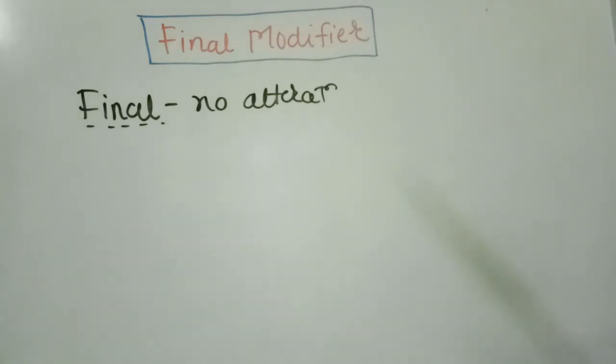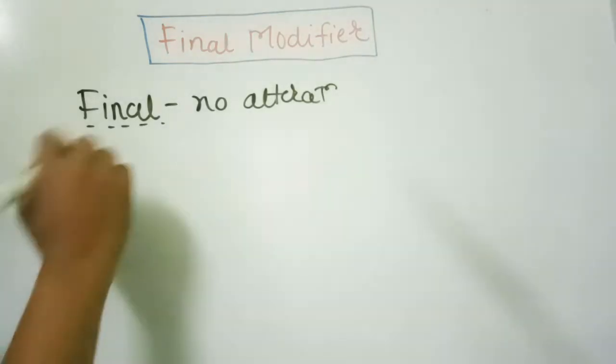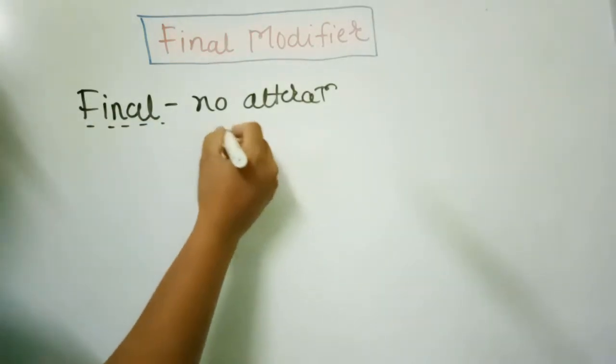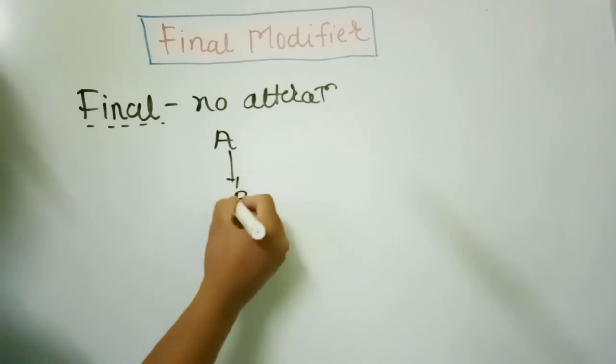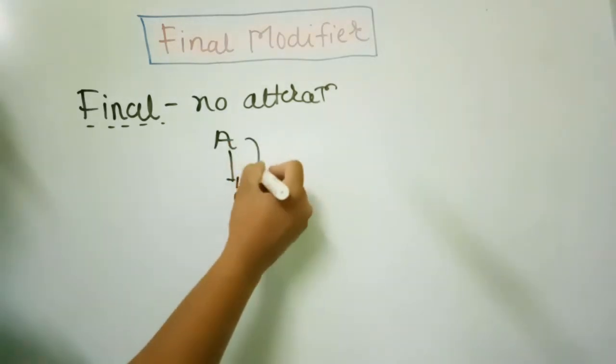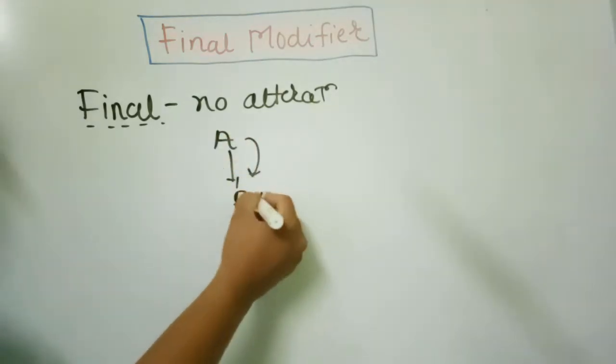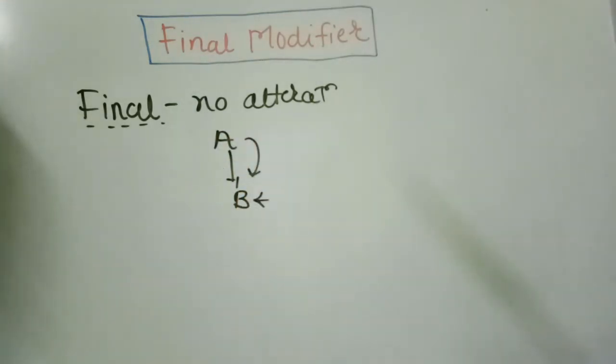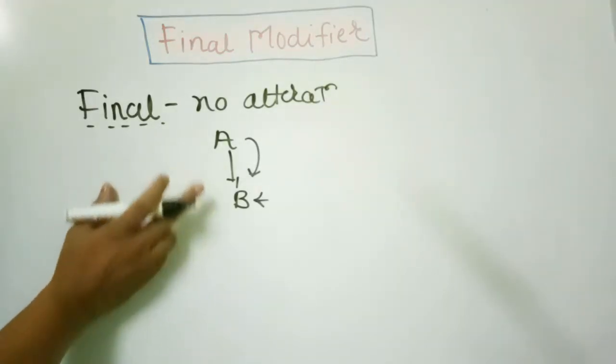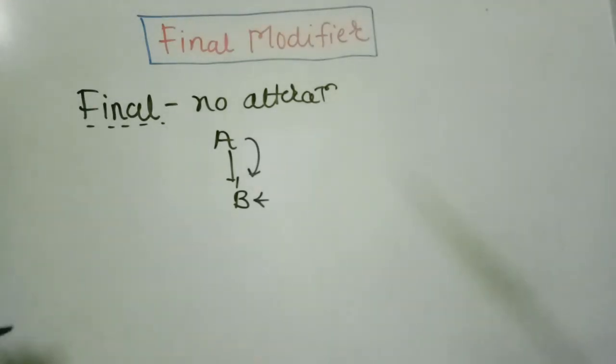Now see, all the methods and variables can be overridden in the subclasses. We all know that overriding is nothing but, A is a base class, B is a subclass. Then all the methods and variables of the base class can be overridden in this subclass. If you want to prevent the members of the superclass from being overridden in the subclasses, then declare them as final.